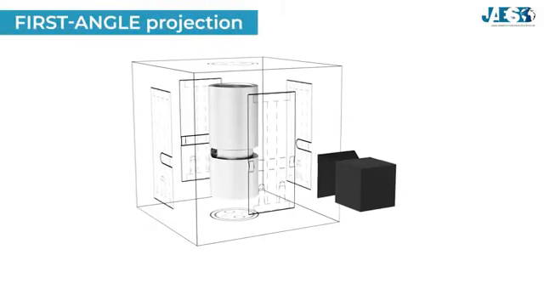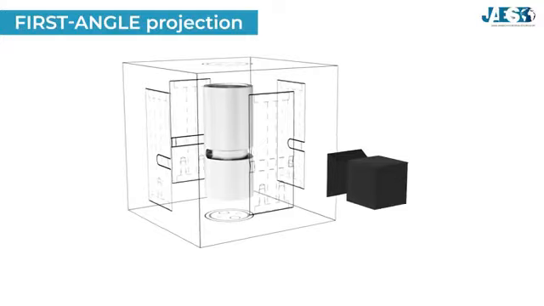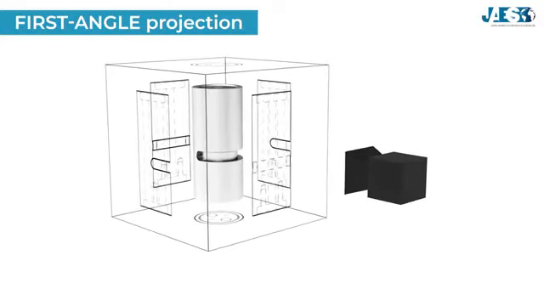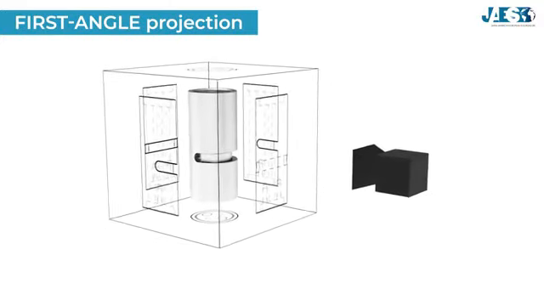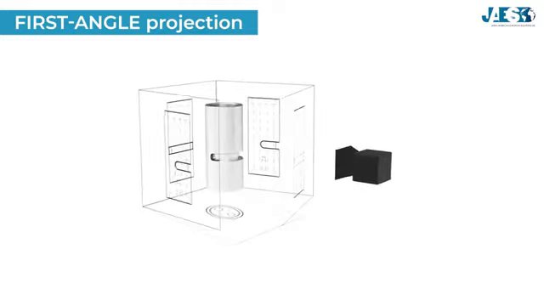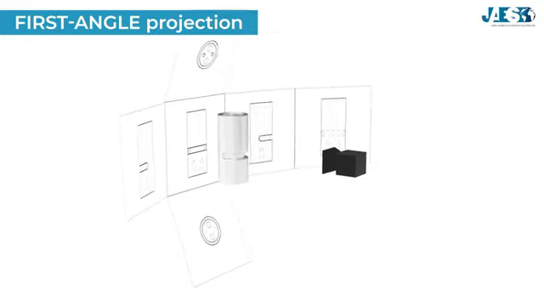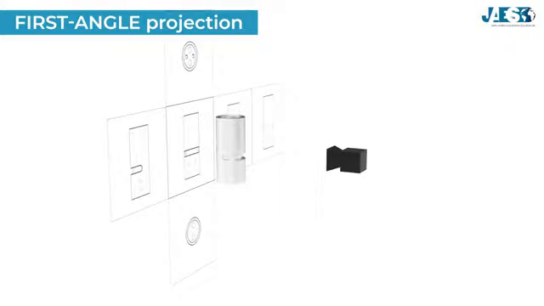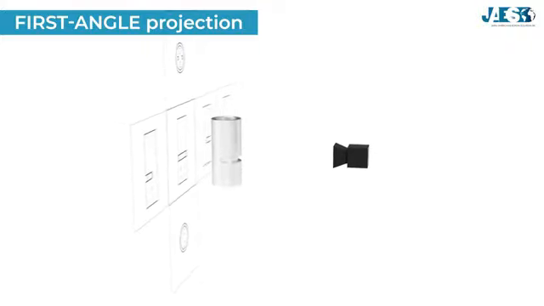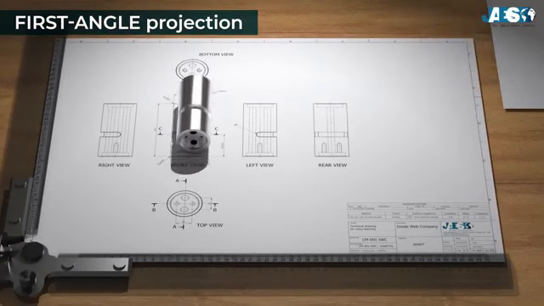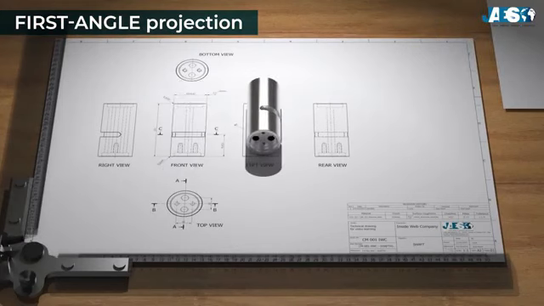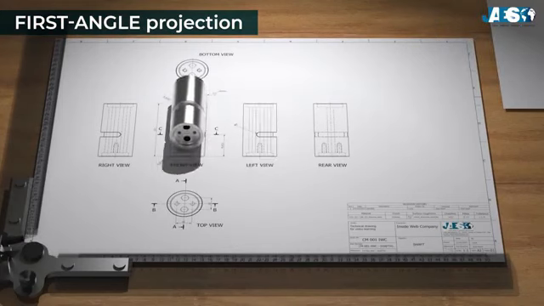With the first angle projection, the object lies between the observer and the projection planes. By imagining a cube surrounding the object, each view is projected onto the inner walls of the cube, which is then unfolded in order to create all views. For simplicity, it is like laying the object on the paper and rolling it to arrange the various views.